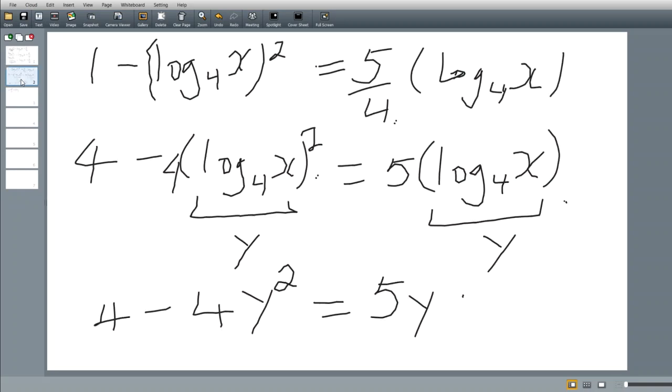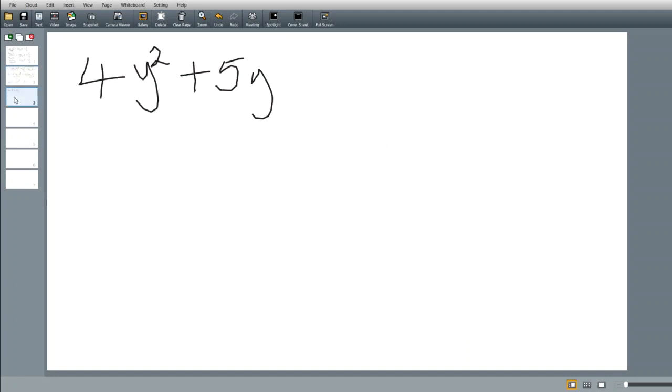And then this 4, when it goes to this side, it becomes negative 4. This is equal to 0. Okay, so if we were going to factorize this, I would have to look for two numbers that when I multiply them, the answer is negative 16. And when I add them, the answer is positive 5.